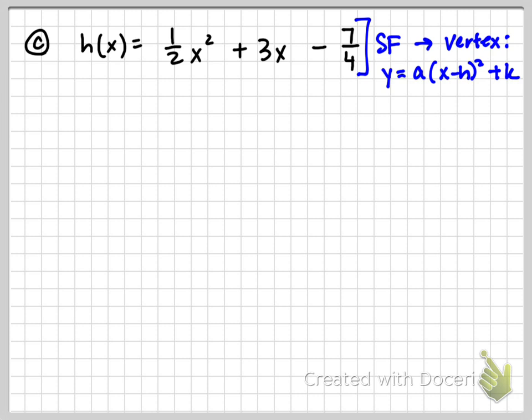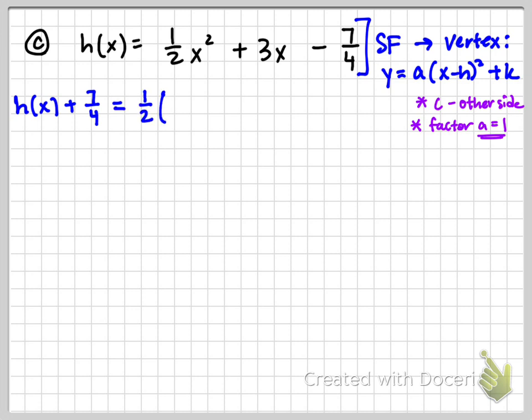So first things first, remember with completing the square, there's two big rules. One, c goes to the other side. And two, we're going to factor a to equal 1. Okay, so I might have something like h of x is equal to. Nope, we're going to add 7/4 because we're moving the c value. Equals 1/2 times x squared plus 3.